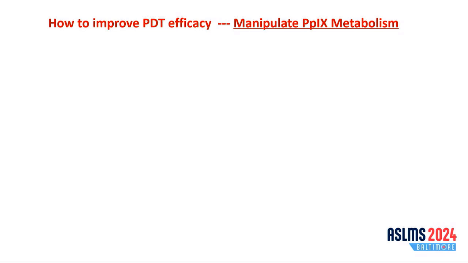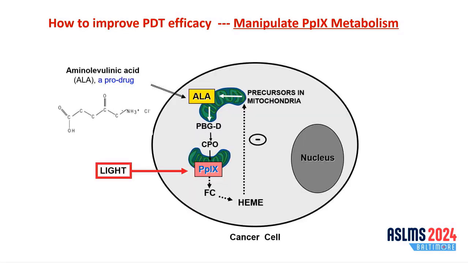Now, the other, more elegant approach, I think, for improving efficacy is to manipulate the metabolism. So I'm bringing back that original diagram here to show you the steps in the pathway. There are actually 8 steps from the precursor in the mitochondria to the heme at the end. The goal is to have more of the pink molecule, the PP9. But if you could modulate any of the steps in this pathway, you'd be ahead.